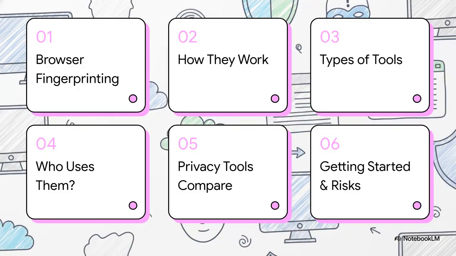Here's a quick roadmap for today's Explainer. We're going to cover: 1. The browser fingerprinting problem. 2. How anti-detect browsers actually work. 3. The types of anti-detect tools out there. 4. Who uses these browsers? 5. Comparing your privacy tools. And finally, 6. Getting started and the risks involved.